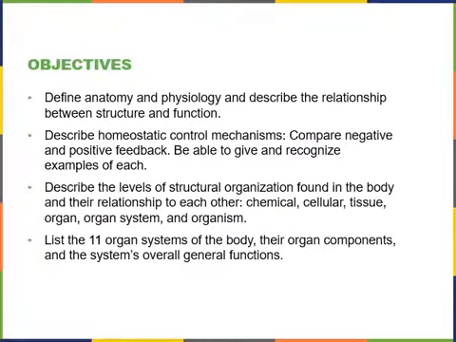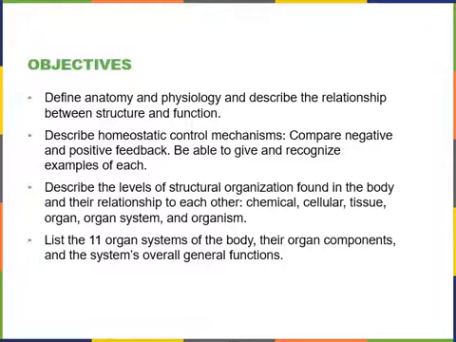As we go, we will cover the following objectives: define anatomy and physiology, and describe the relationship between structure and function. Describe homeostatic control mechanisms, compare negative and positive feedback, and be able to give and recognize examples of each.